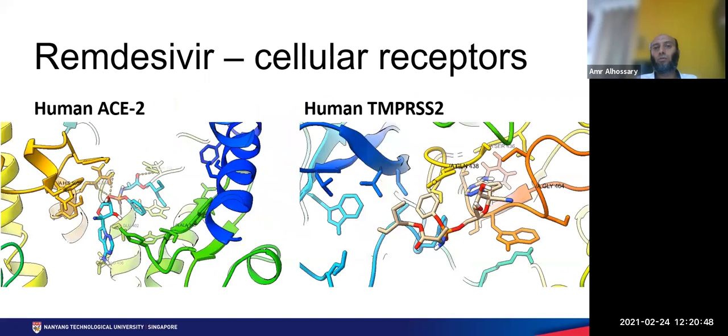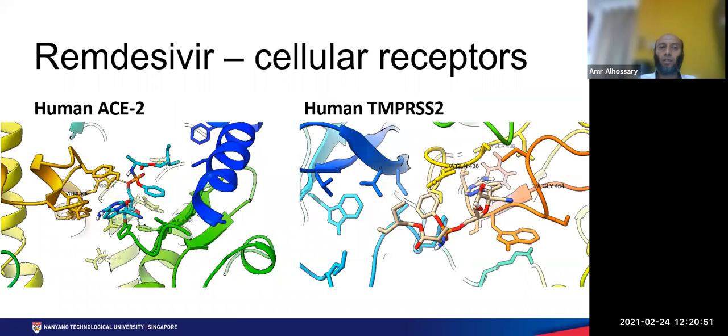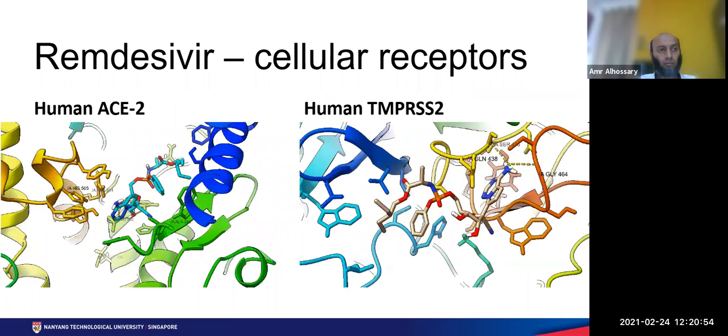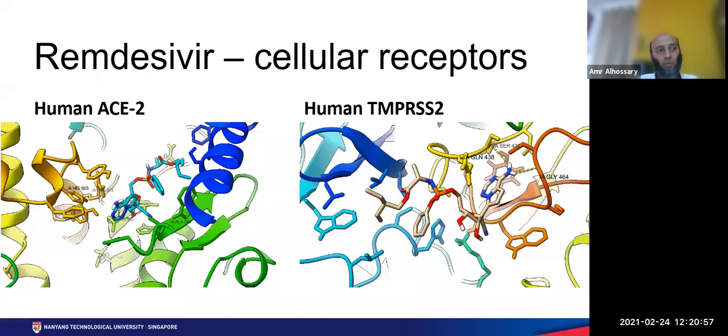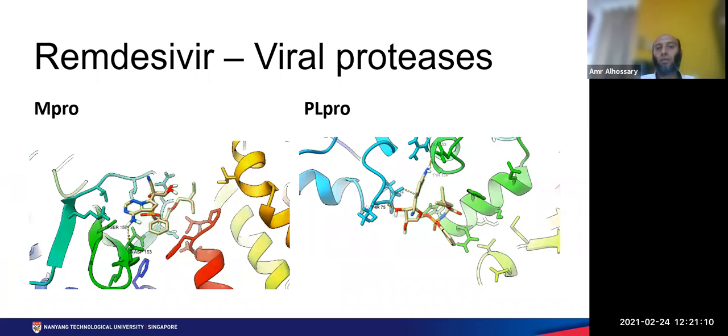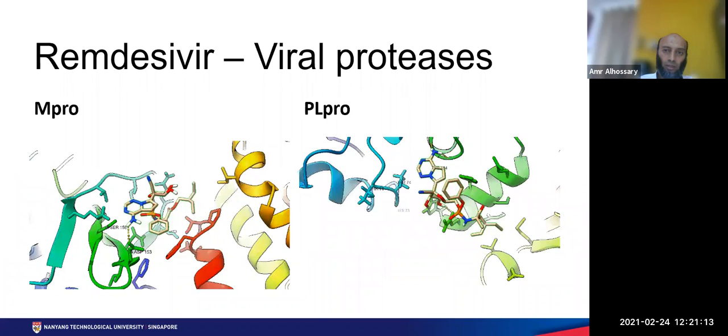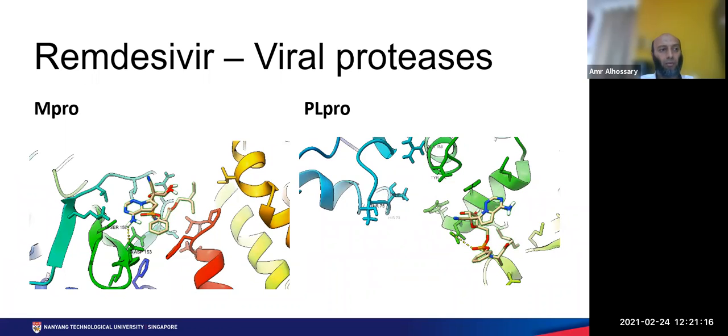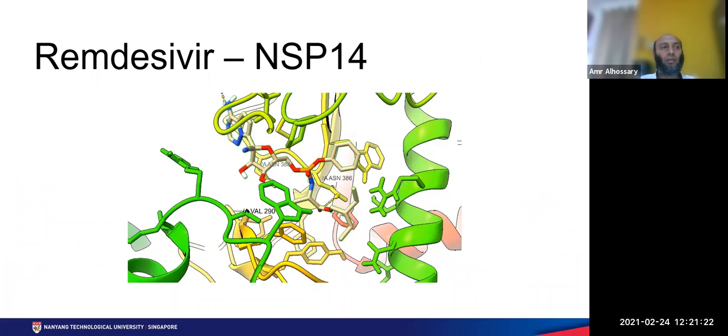It also binds to the two cellular receptors, the human ACE2 and the TMPRSS2, which denote that it's possible to have a role in blocking cellular receptor necessary for cell entry. It also binds well to the proteases, both proteases, main protease and papain-like protease, as well as to the non-structural protein 14, which is suggesting of having a role in inhibiting different steps in viral replication.